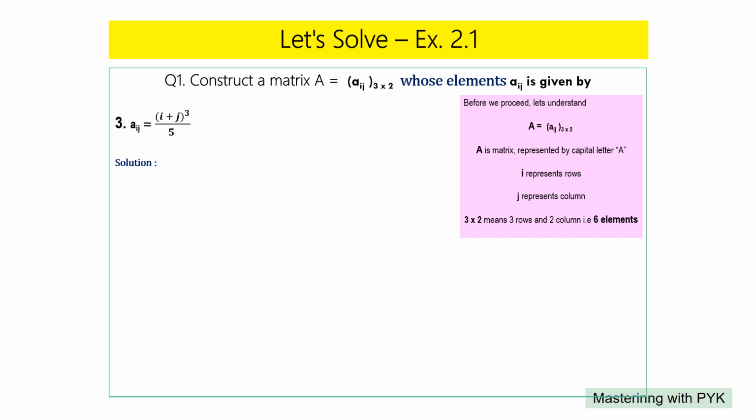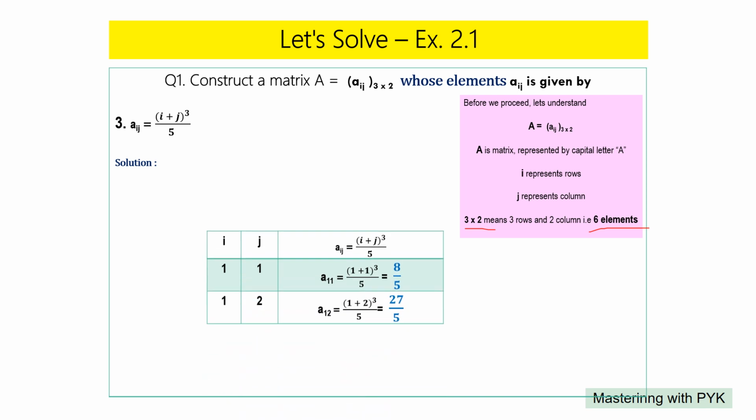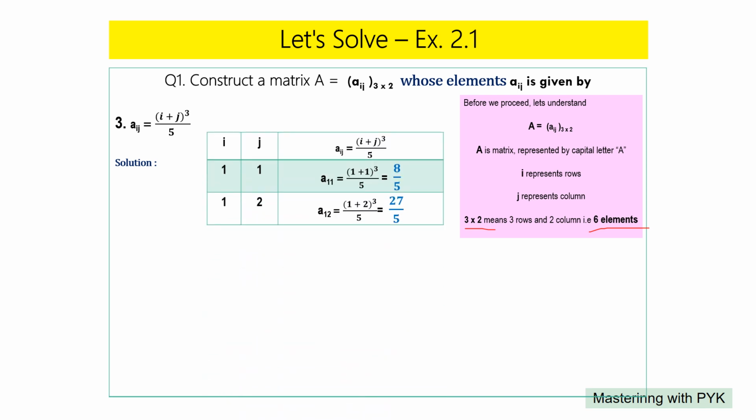Right? So question 3, that is Aij, the elements are represented as i plus j cube divided by 5. So we know that we need 6 elements because it is 3 cross 2, that is 3 rows, 2 columns. So it comes out to be 6 elements. So let's start. First row, we will have i 1, j 1. Putting the values, A11 would be 1 plus 1 cube upon 5. So it is 2 by 5.